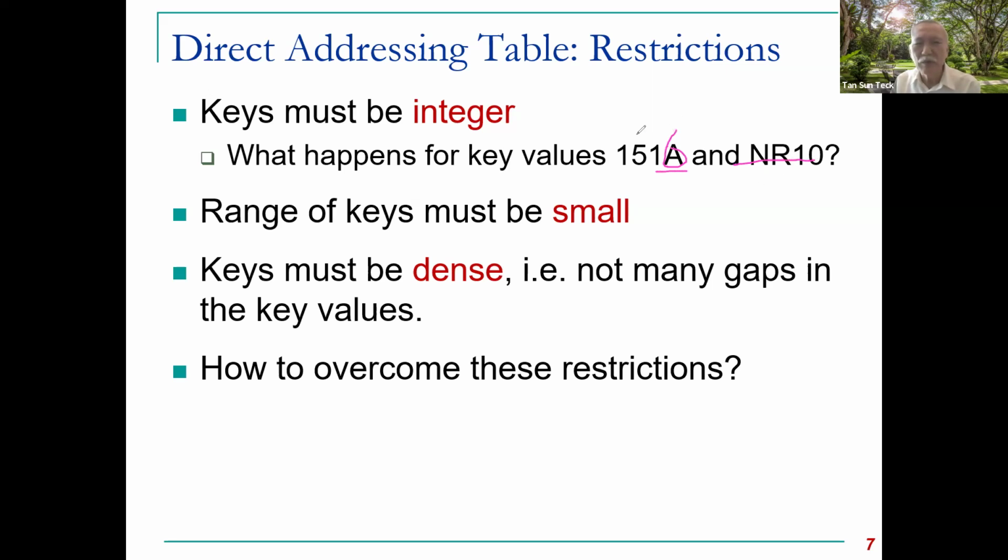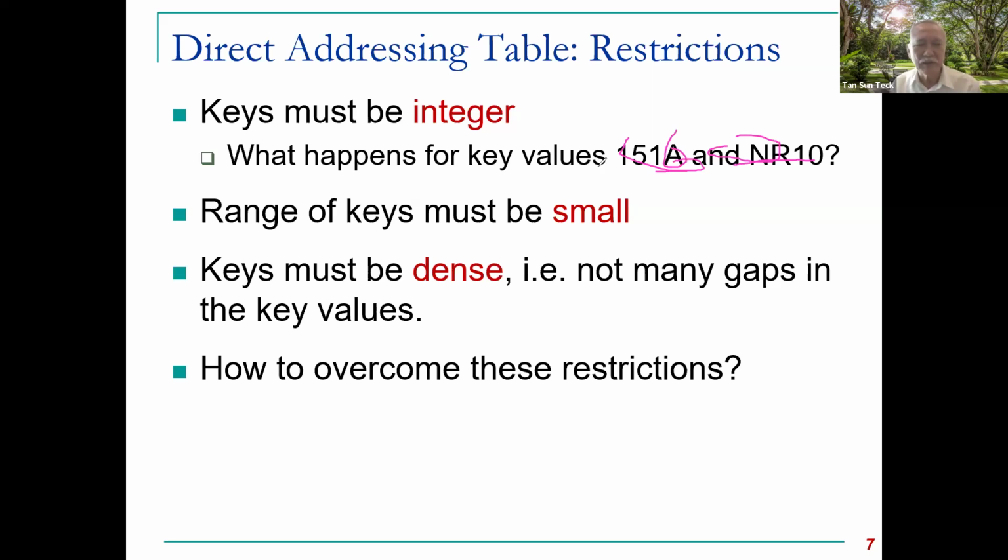So if we have this kind of bus number service, we cannot use the bus number to be the key. So that will be a problem. And then the range of the keys must be small, right? So as we said already, if you have 1,000 bus services, we can use a table. But if we want to do a direct addressing table for student records, and the key is actually the student matriculation number, then this is impossible.